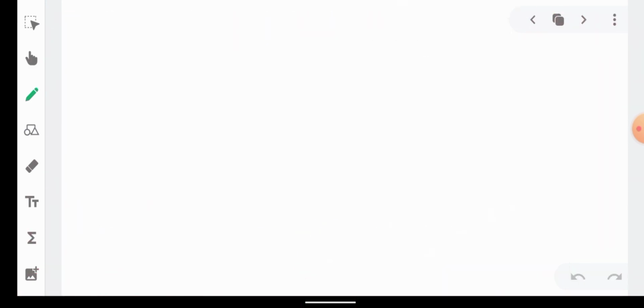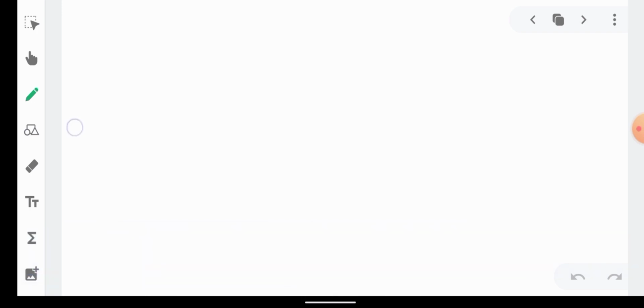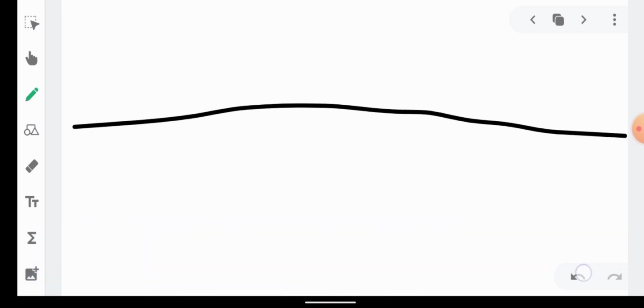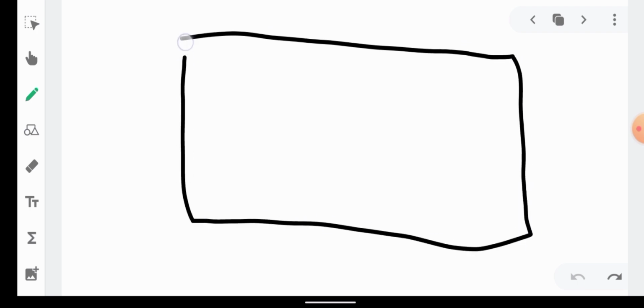Okay, so the next way you can trade volatility indices is by using divergence. So here's clearly what divergence means. Let's say this is our screen right here.